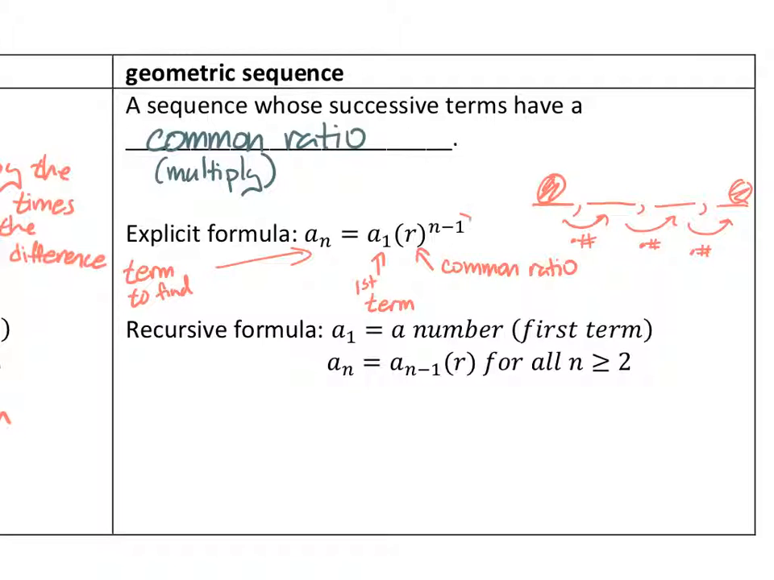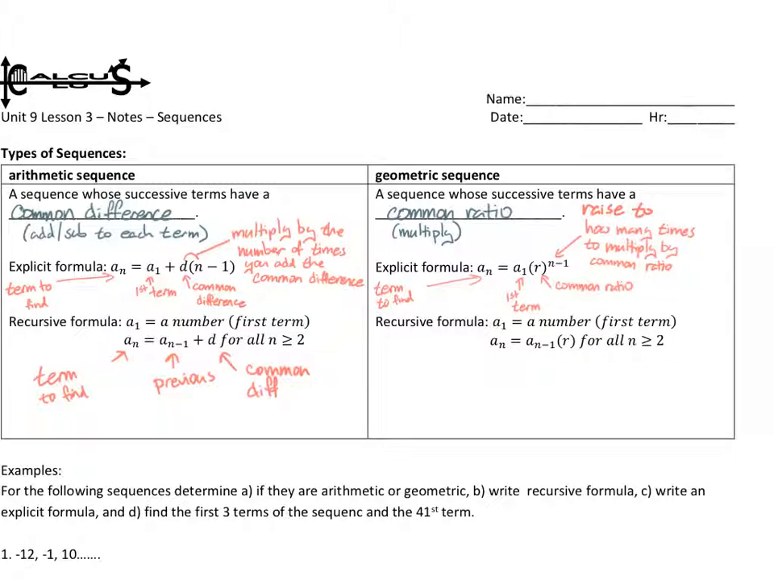And that exponent is determined by, well, how far away are we trying to get? What's the term that we're trying to find? So this is going to tell you how many times you have to multiply by the same number. So that number there means that you raise to how many times you multiply by the common ratio. And hopefully, if this isn't making sense now, once we do some examples, it'll make more sense.